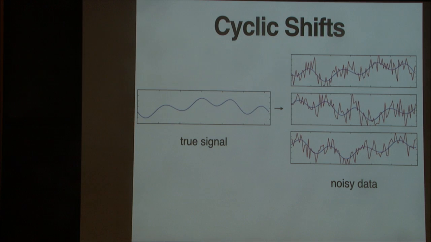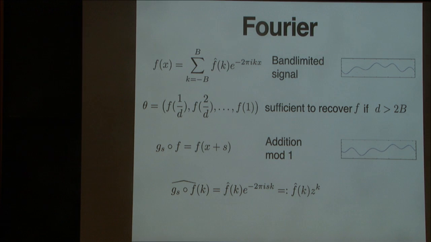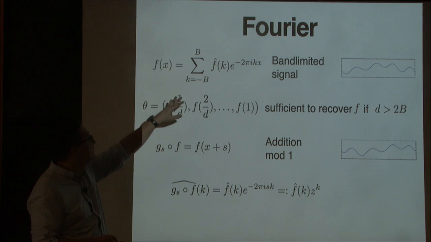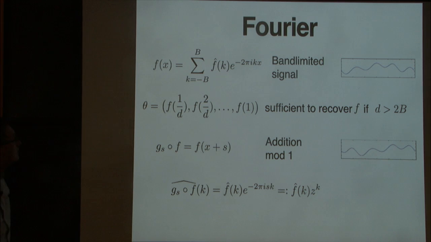It turns out that shifts are well understood. There's the so-called shift theorem in Fourier analysis that tells you how shifts act on the Fourier transform. And it's not something that's entirely natural. I'm going to look at the discrete Fourier transform. I'm going to assume that I have a band-limited signal, so I can represent F as a finite linear combination of Fourier modes. And the Fourier coefficients are going to be called F hat.